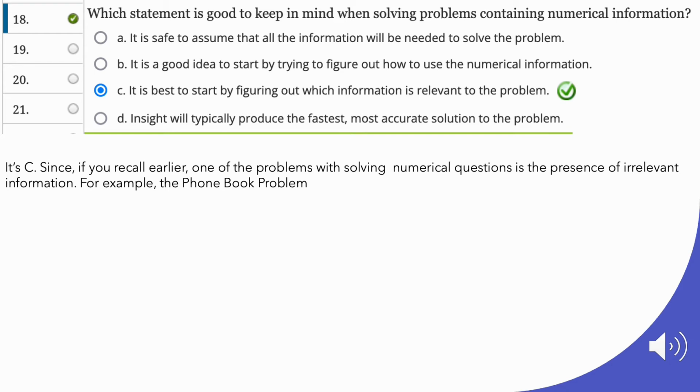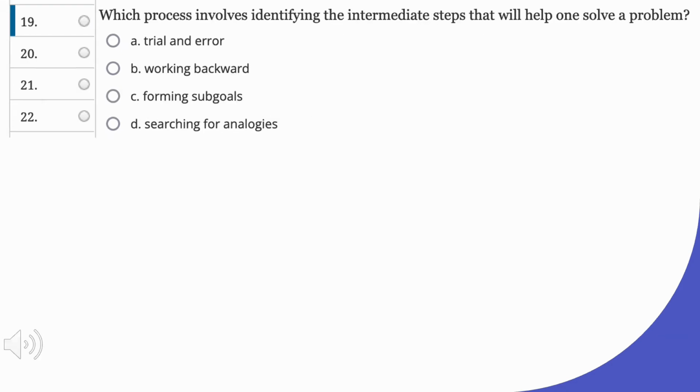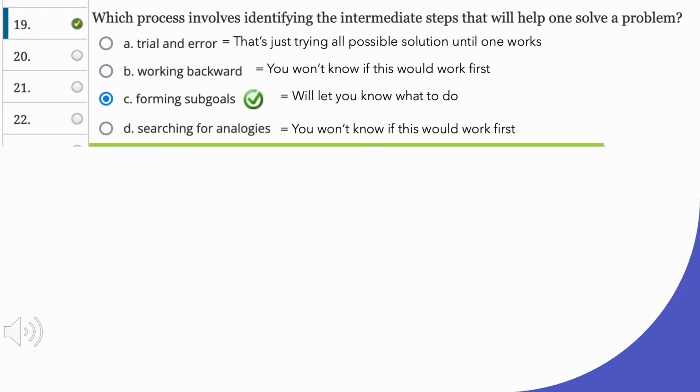For example, the phone book problem. Question 19. Which process involves identifying the intermediate steps that will help one solve a problem? A. Trial and error. B. Working backwards. C. Forming subgoals. D. Searching for analogies. It's C. Forming subgoals, since they'll let you know what to do to solve the problem.